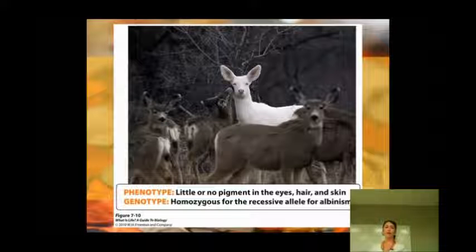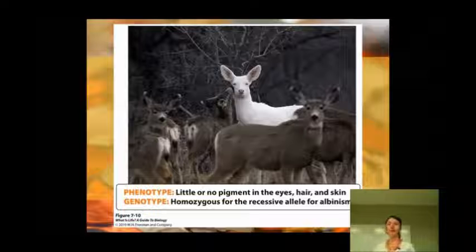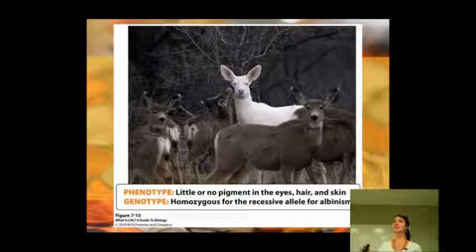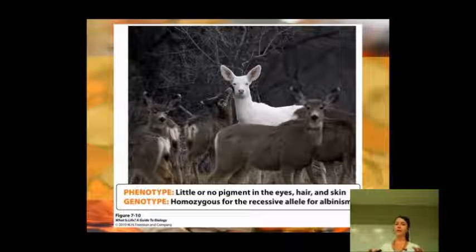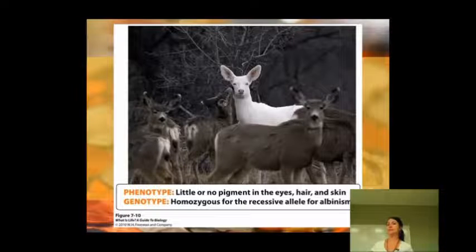And so if you see the albino phenotype, then you know that it's homozygous. It's got both of the small letters that combine together in order to make albinism.